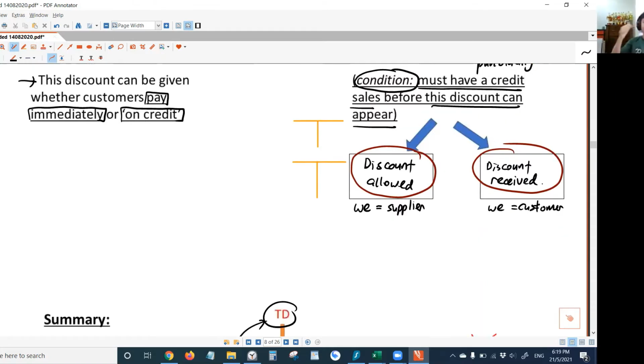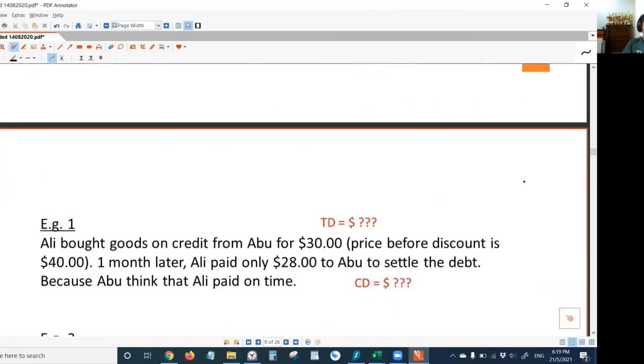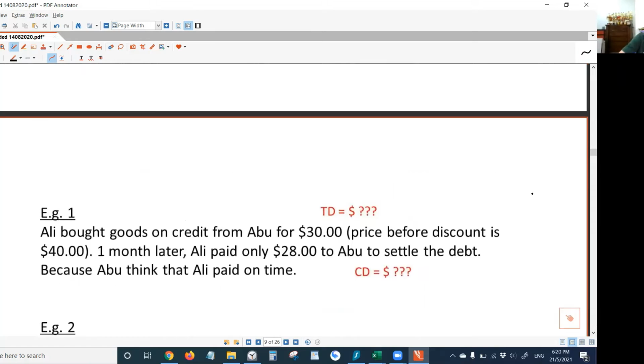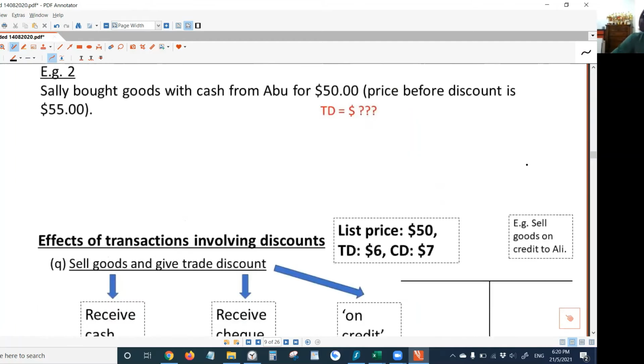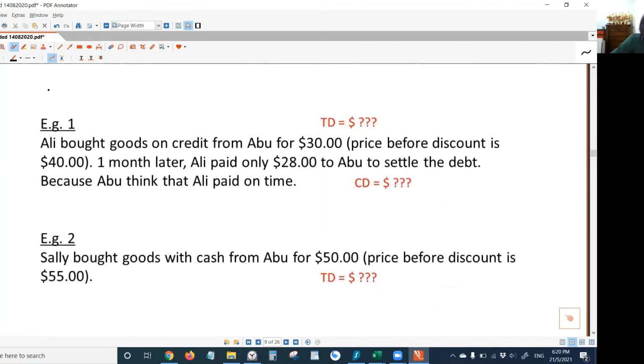Okay, now this one more. Okay, good. Now you come to page 36. There are two examples here. Okay, example one.